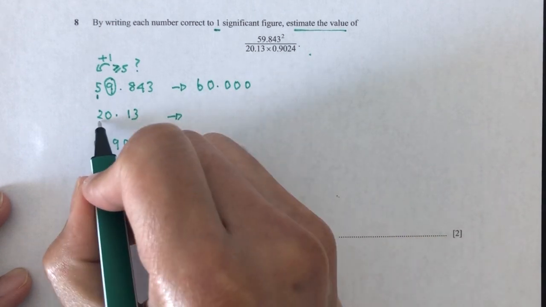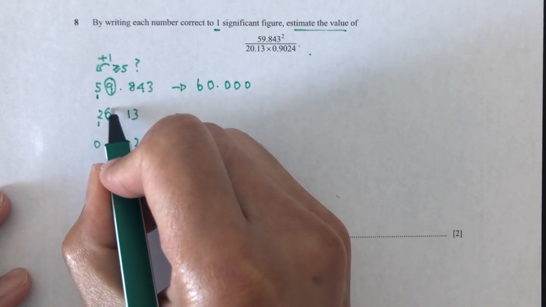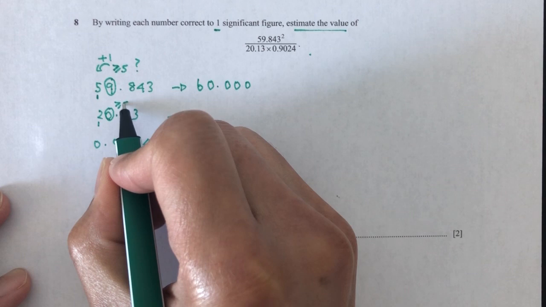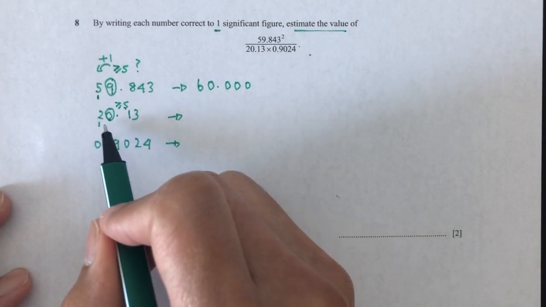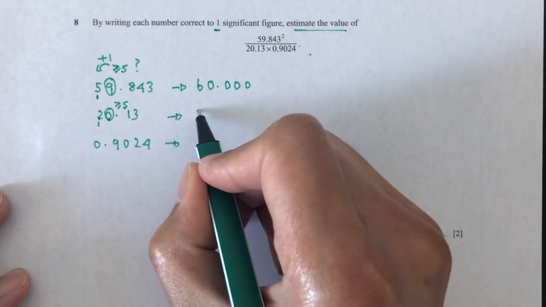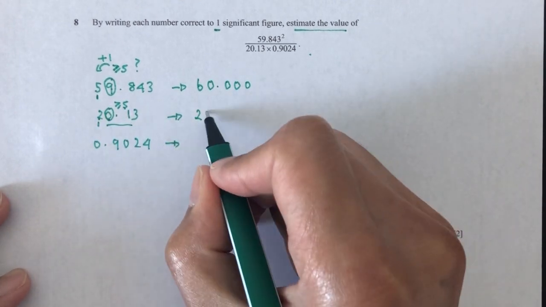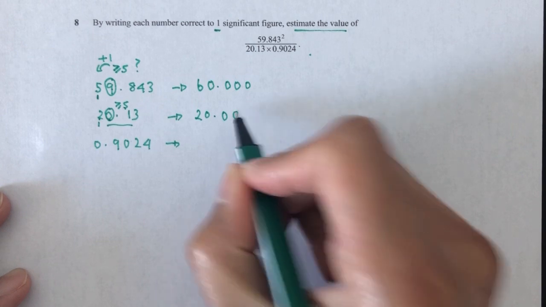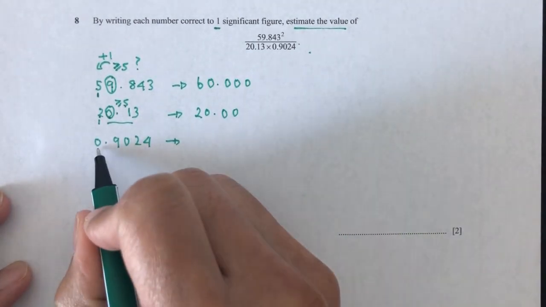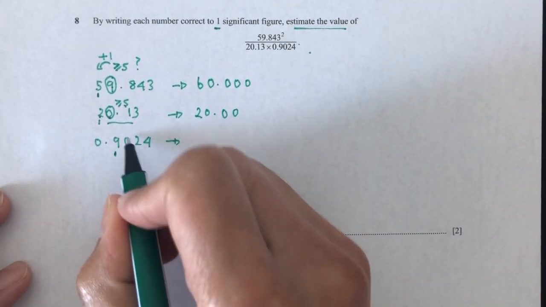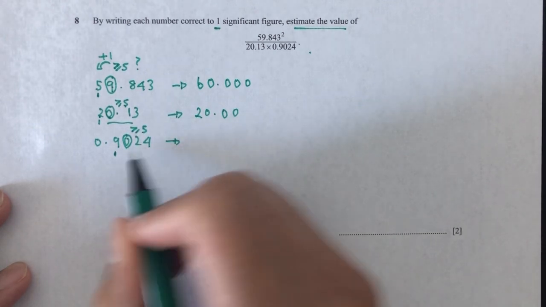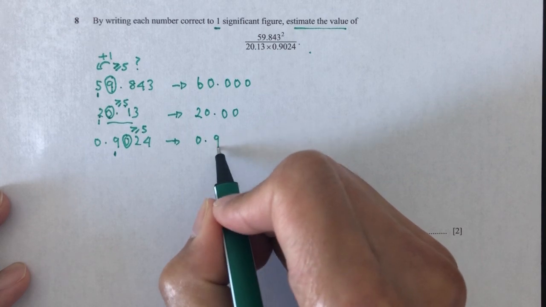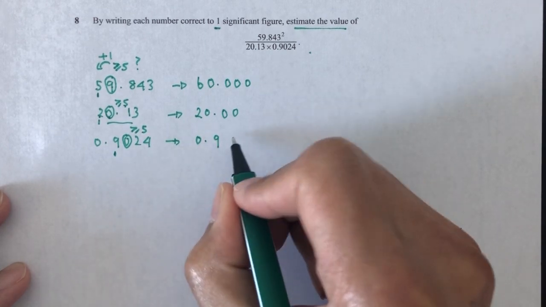So we leave the first one alone and we ask ourselves if this number is bigger or equal to 5. So this one is 0, so it is not bigger or equal to 5. So we leave this one alone, so it will be 2. And we convert the rest to 0. 20. And the last one, we leave the first number alone. We ask if this one is bigger or equal to 5. The answer is no, so we leave it alone, and then we change everything else to 0.